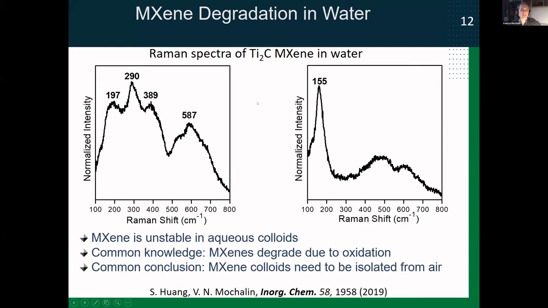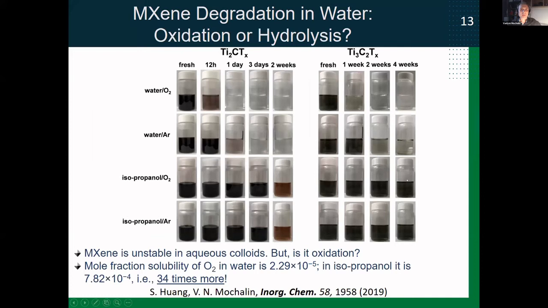So MXenes are unstable in aqueous colloids, and common knowledge, again from this experiment, was that MXenes degrade due to oxidation because you form titanium oxide. What results in oxide formation? Probably oxidation. And therefore, the common conclusion was that MXene colloids need to be isolated and protected from air, to be more precise, from oxygen in air. And for a while, people would try to do whatever possible to remove dissolved oxygen from the colloidal solution, purging it with argon, deaerating it, with limited success in terms of improving stability.